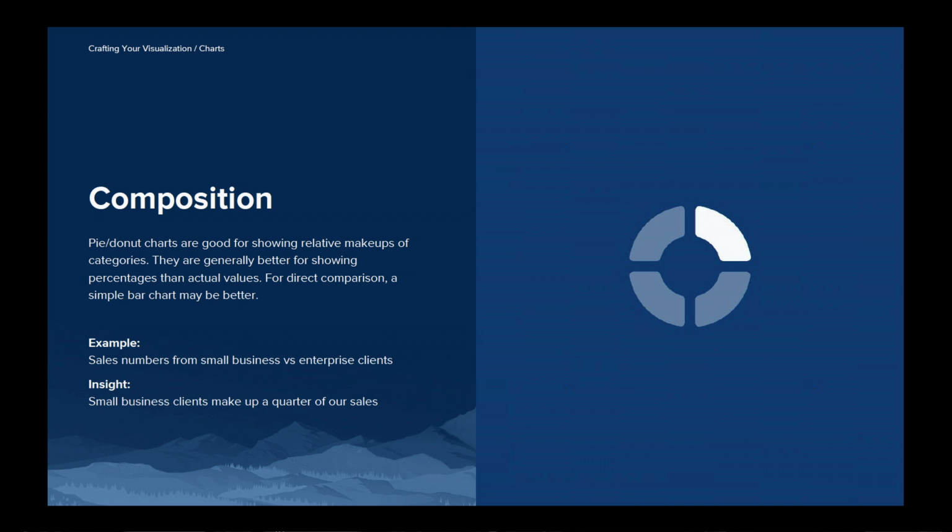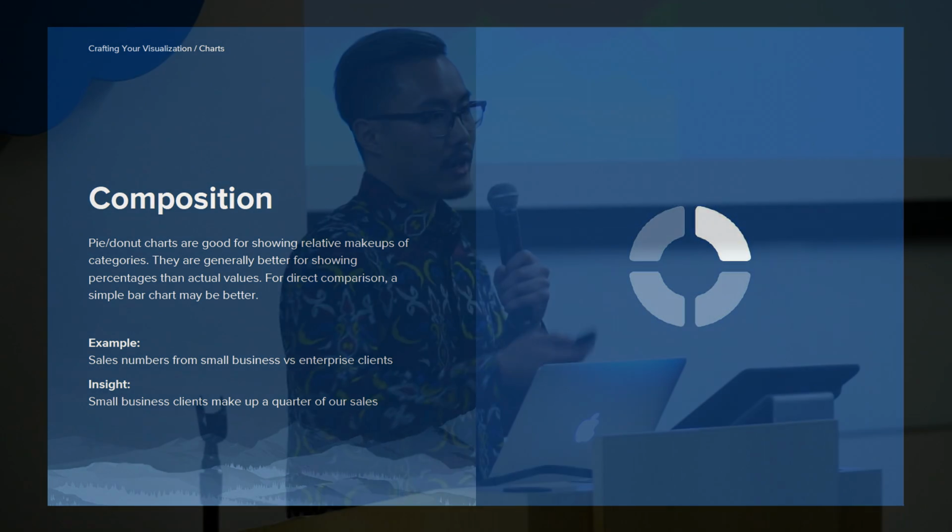Composition. So pie charts or donut charts are often good for showing relative makeups of your data. They're usually better for showing percentages like a third, half, a quarter, 2/3 than they are for actual values. If you're trying to compare values directly, a simple chart like a bar chart might be better for that.